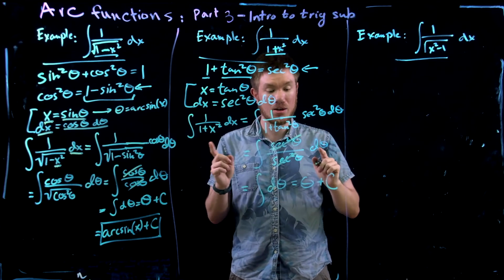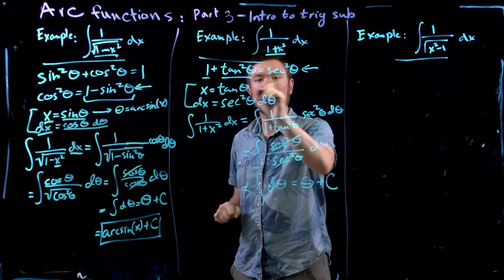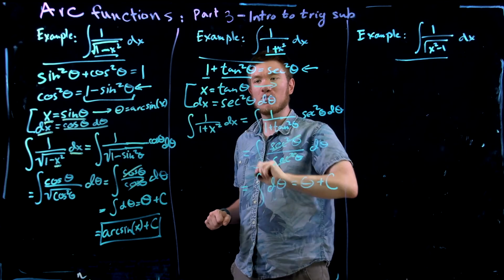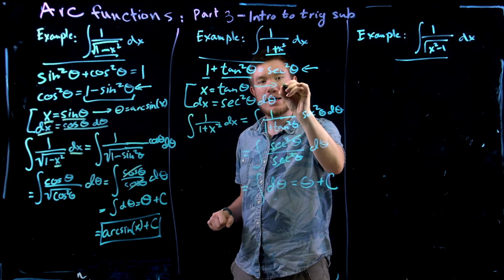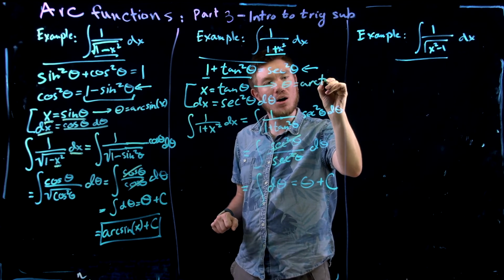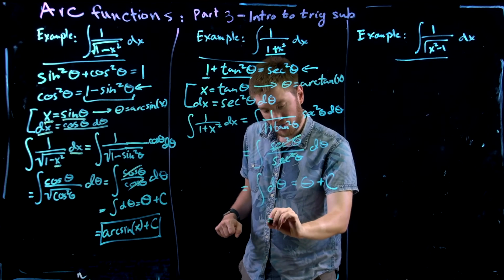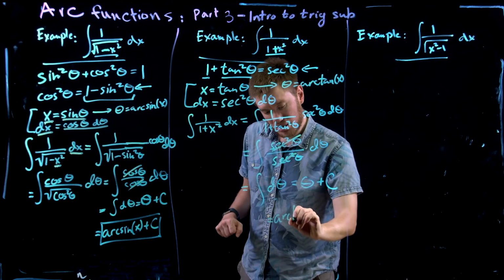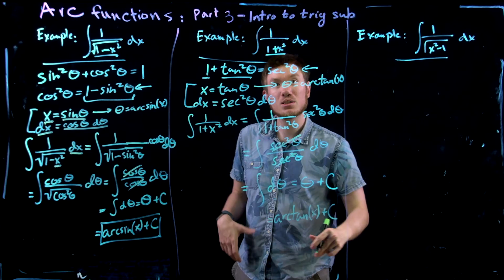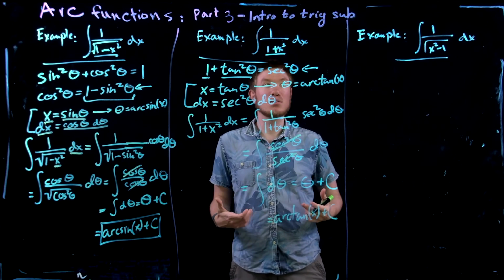And once again, we're not done yet. We still have to get our solution in terms of x. And we know from our original substitution that theta equals arctan of x. So our final answer here is arctan x plus c, just like we expect from Calc 1.